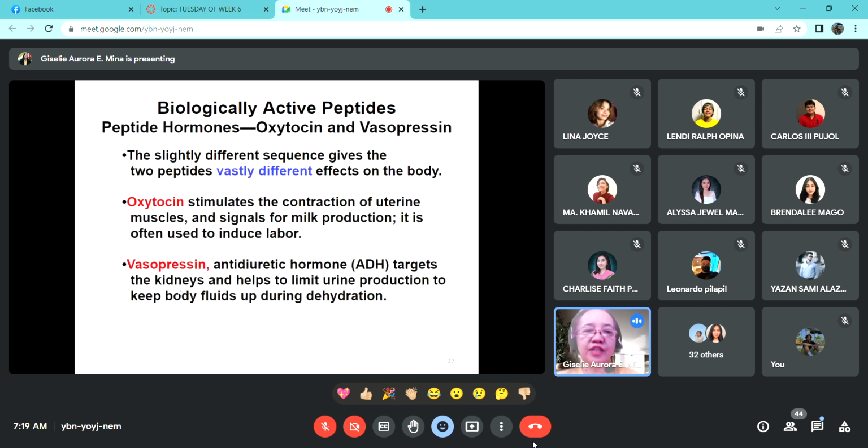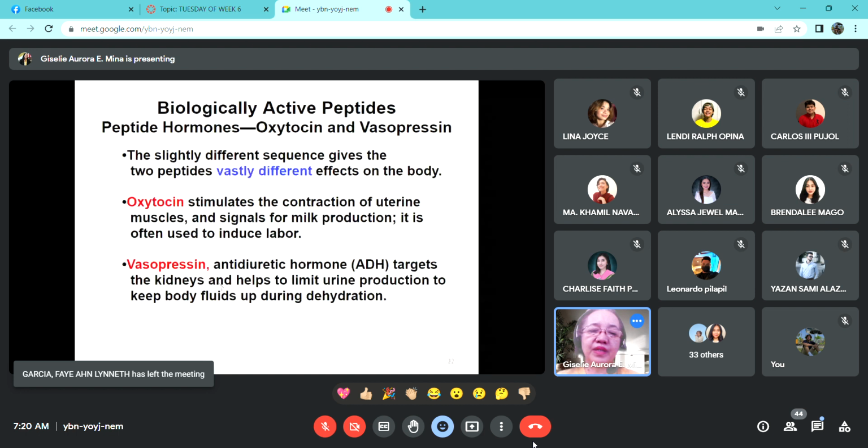Vasopressin is another peptide hormone. This is an antidiuretic hormone. It targets the kidneys and helps to limit urine production to keep body fluids up during dehydration. So this is the antidiuretic hormone. When we say antidiuretic hormone, this is the opposite of diuretic. So there are diuretic compounds that are included in our diet, for example, or drinks. The diuretic substances like coffee, chocolates, everything that contains caffeine are diuretic compounds. When we say diuretic, they catalyze the loss of water, excreted via the urine.